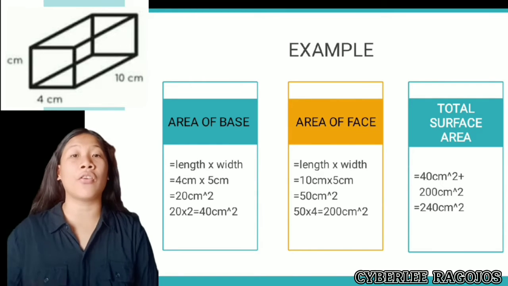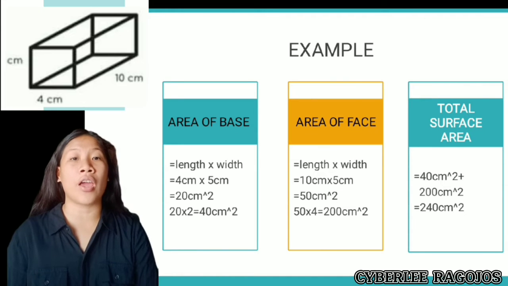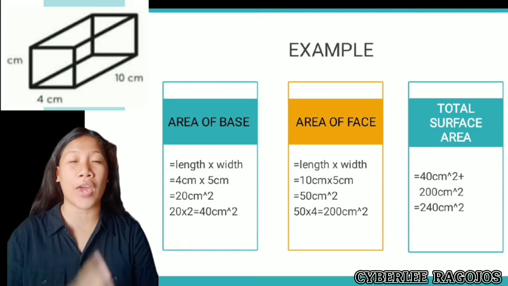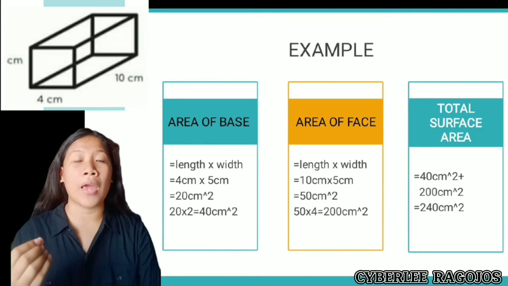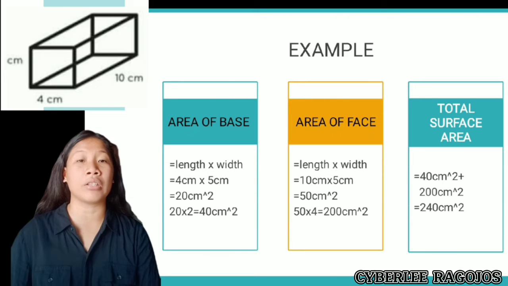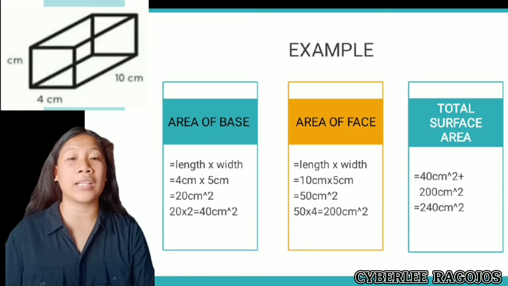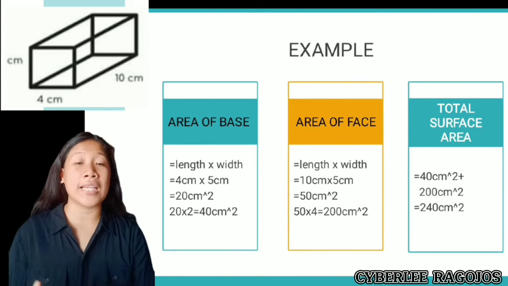Let's proceed to the fourth step. So, yung last step natin is add up all the areas. So, the final step is to add all the areas, which is yung nakuha natin sa una, yung area of base tapos area of face, kailangan nating pag-addin. So, yung nakuha natin sa area of base is 40 cm squared. And we will need to add it to 200 kasi yun yung nakuha natin kanina sa area of face, which is equal to 240 cm squared.